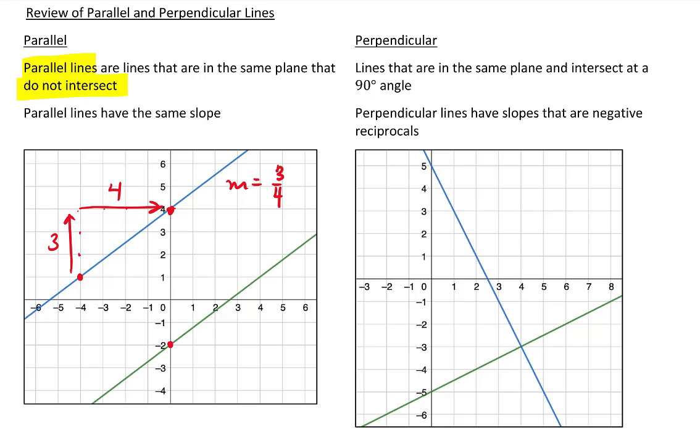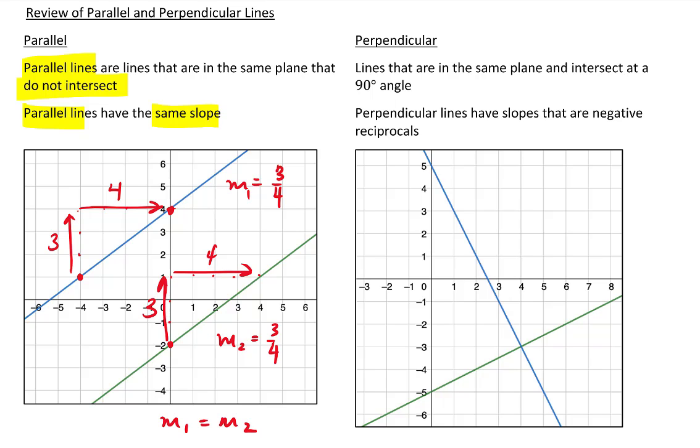So let's start from this point here, 1, 2, 3. So there's 3 up, and 1, 2, 3, 4, 4 to the right. And again, this line here, we'll call it line number 2, has a slope of 3 over 4. So we see that parallel lines have the same slope. In our example here, the slope of line 1 is equal to the slope of line 2, or m1 equals m2.